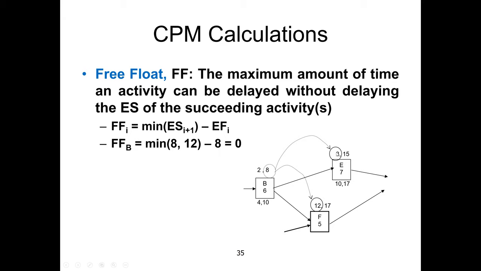So the early start 8 minus the early finish of the previous activity, 8, gives 0. Or you can calculate both, 12 minus 8 is 4 and 8 minus 8 is 0, and use the minimum. So the free float will be 0 for this one. It's the amount of time an activity can be delayed without delaying the start of the succeeding activity. Free float is always less than or equal to total float. Remember this: it will never be more than the total float.